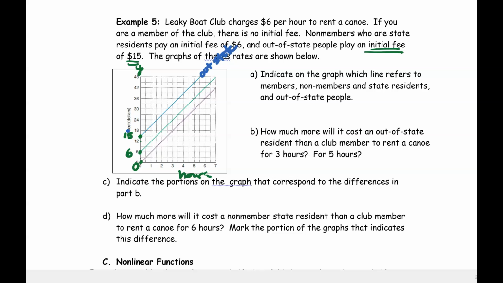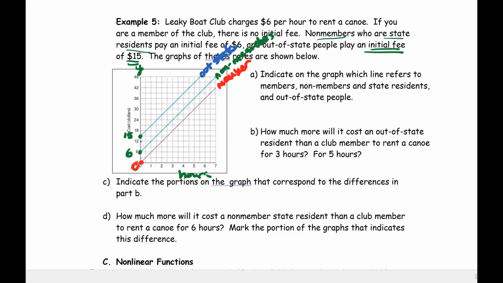So let's look at an initial fee of $6. So it looks like non-members who are state residents. So we're going to say non-members, okay, who are state residents are going to be that $6 people. And then if you're a member, there's no initial fee. So for the member, that's going to be this last one. I'm going to write member. And the reason this is a member is because it starts out at 0, so no fee.